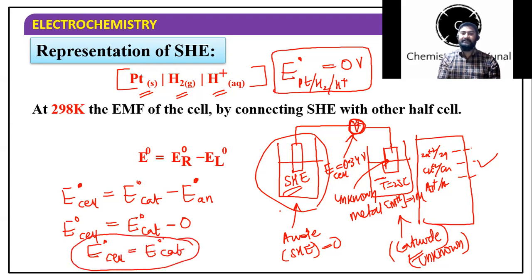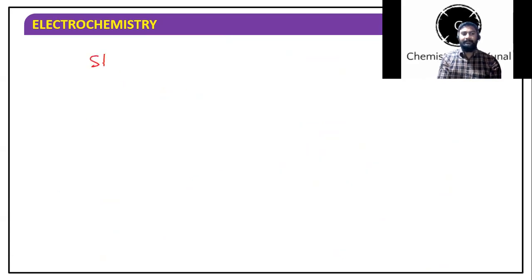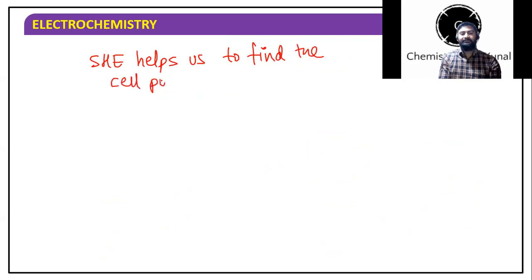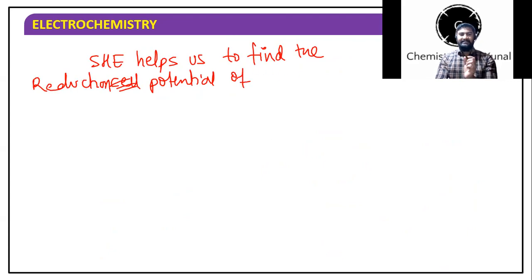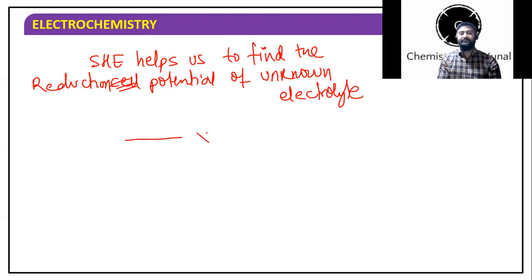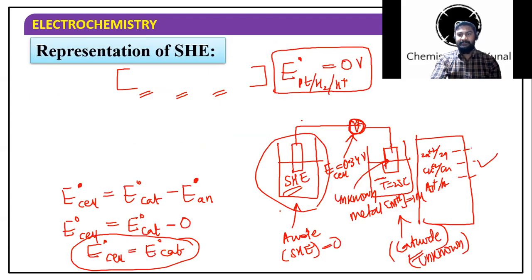So what I can say ultimately is S.H.E. helps us to find the reduction potential of an unknown electrode. That is why S.H.E. is so important. So now it should be clear why we studied S.H.E. and what its application is.